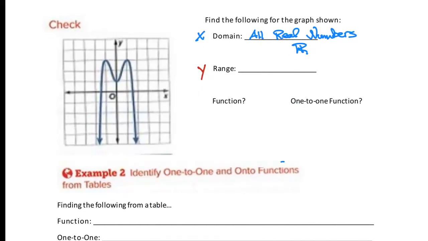Range. What is the highest number that this graph is reaching right now? Who said that? Yes, 3. So we have 1, 2, 3 if we go by ones. So my range is that y is less than or equal to 3. Because that is the top. My graph does not go any higher than 3. And it sure does go down a lot more though.